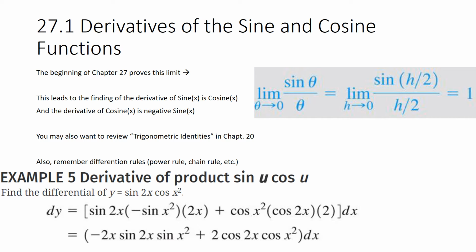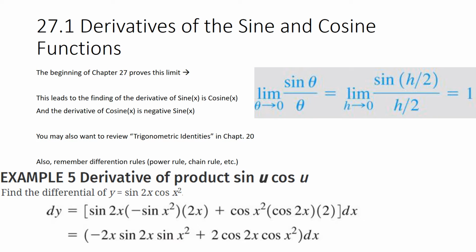So we use our tables to look up the derivatives of sine and cosine, and we find that the first row of the equation says sine of 2x times the derivative of cosine x squared, and we know that that's negative sine x squared times the derivative of what's inside the cosine, or the x squared. The derivative of x squared is 2x.